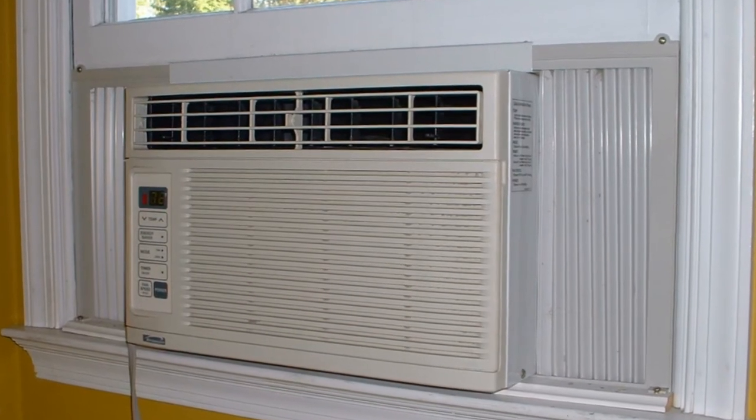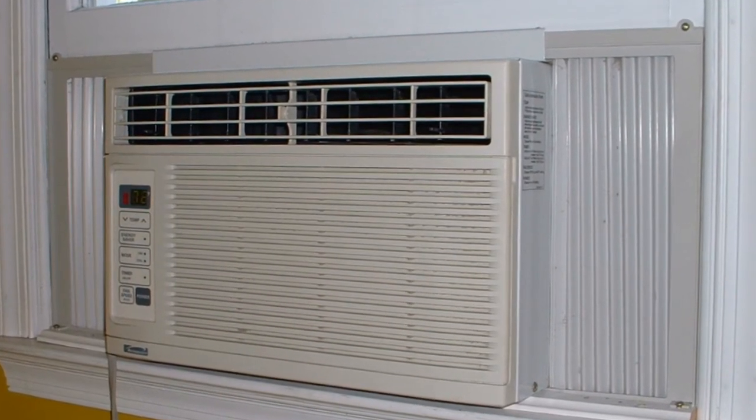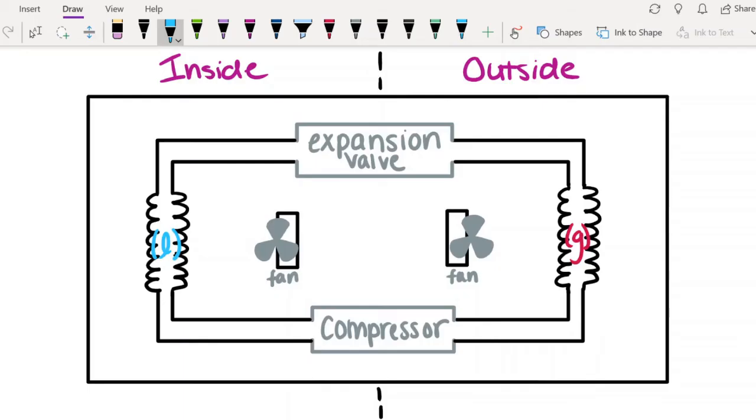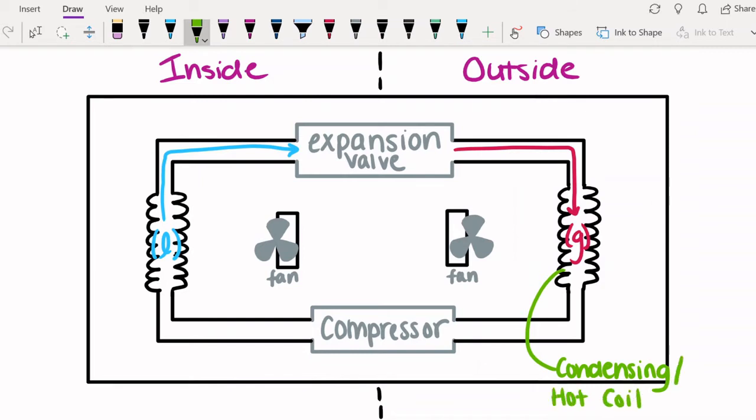So, now that we know how heat is transferred in an air conditioner, how do ACs actually cool down a room? Well, let's take a look at a window AC. The left half of the AC is inside the room, and the right half is outside. First, our liquid refrigerant travels to the expansion valve, where it becomes a gas. The gas travels through a series of tubes called condensing coils or hot coils. Here, the gas releases heat and transfers it to the air. The air becomes warmer. A fan blows the hot air outside.